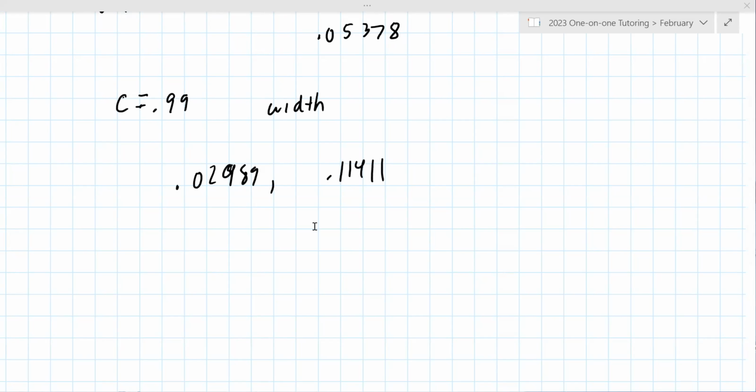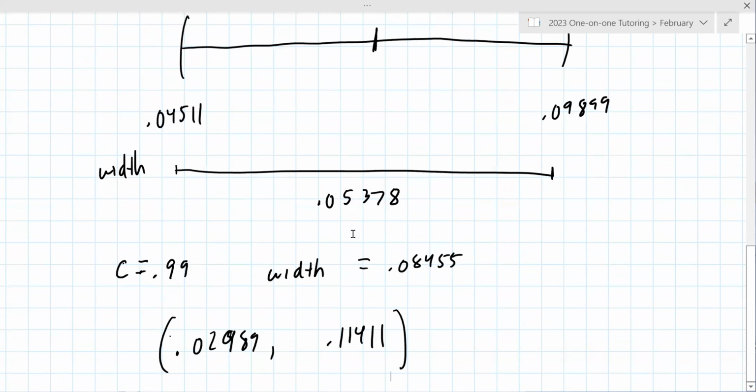Yeah, the width is 0.08455. Is that what you said? I got 0.08422. All right, so we're just slightly off. I mean, maybe I put the wrong number in. That's why. Yes. Okay.